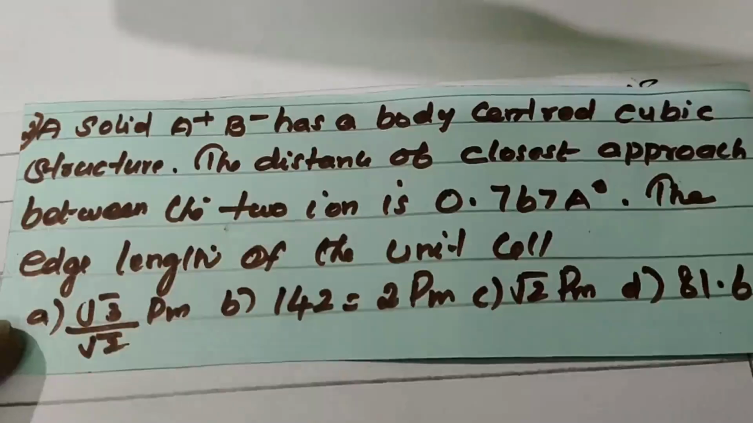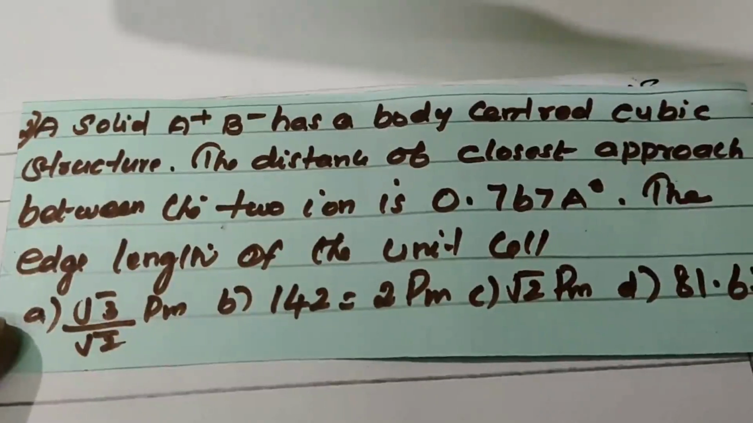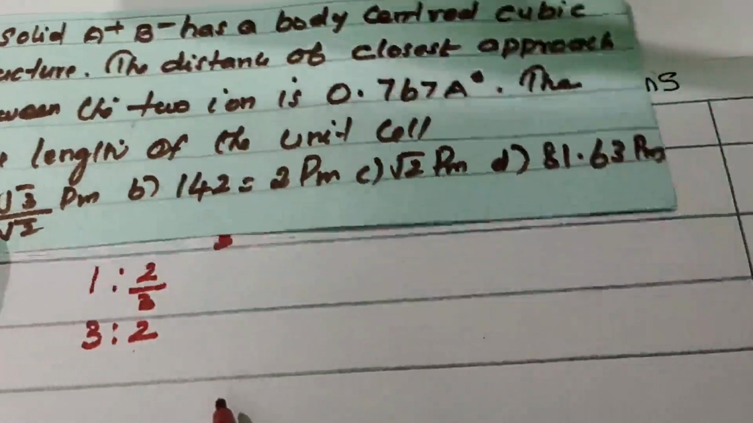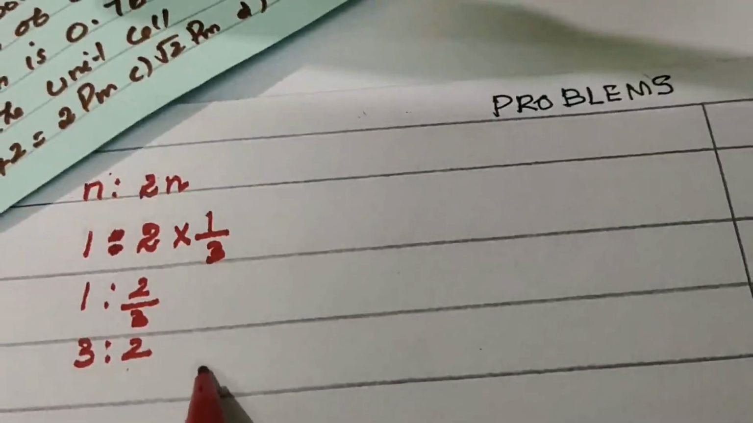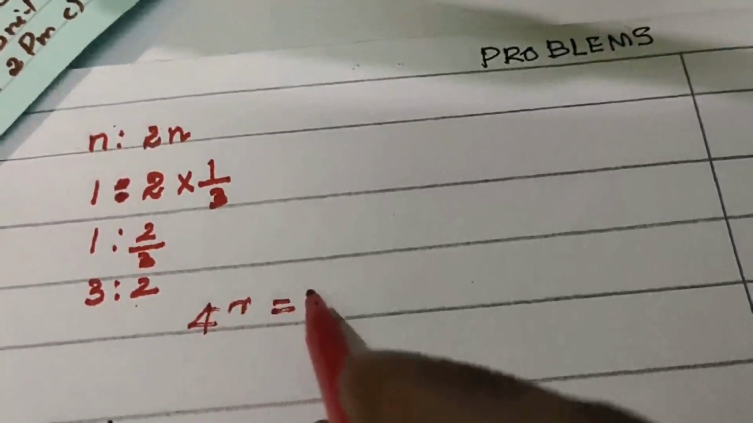Then second problem: a solid A+B- has a body centered cubic structure. The distance of closest approach between two ions is 0.767 Angstrom unit. The edge length of the unit cell is? Here we need to find the value of edge length. In a BCC crystal, the usual formula is 4r equal to √3a.